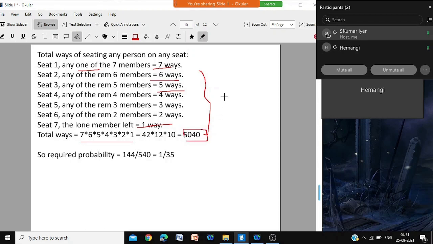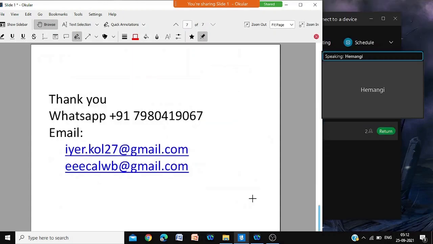Now probability will be what I want divided by total. What I want is 144. Boys and girls alternate, we have already calculated, and the total is 5040. The probability should be 144, the arrangement we want, divided by the total number of ways 5040. This on simplification gives 1 by 35. This is the probability. Okay, Betty? Yes, sir. No. Okay.